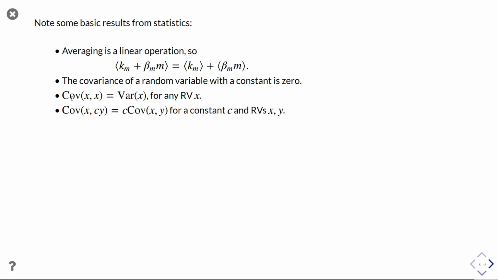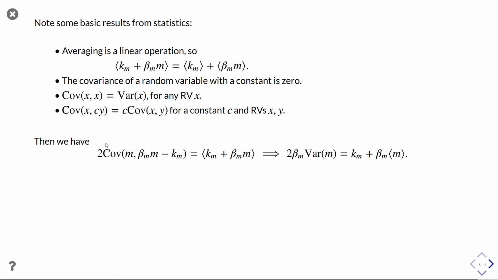I will also use the fact that the covariance of a random variable x with itself is equal to the variance of x for any random variable x. I've already implicitly used this when I stated that eta sub xx is equal to the coefficient of variation for x. And the other thing we'll use is that the covariance of x with another random variable times a constant is equal to that constant times the covariance between x and the other random variable. Using these notions from statistics, we have the relationship shown here. This is what we had from the previous slide, and invoking all of these, we can simplify it to what's shown here.